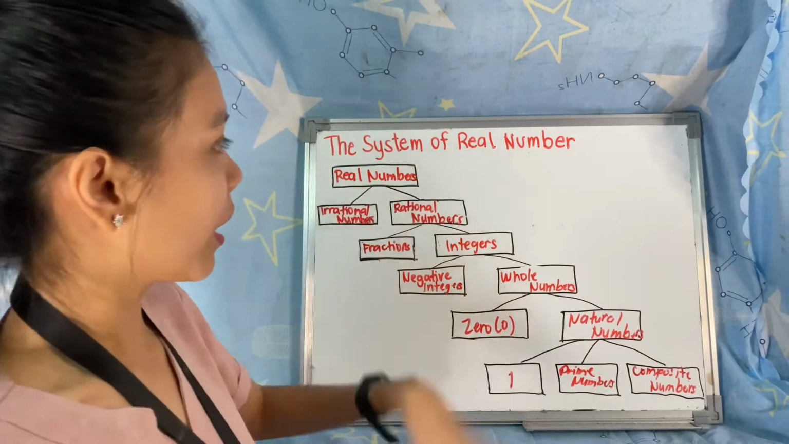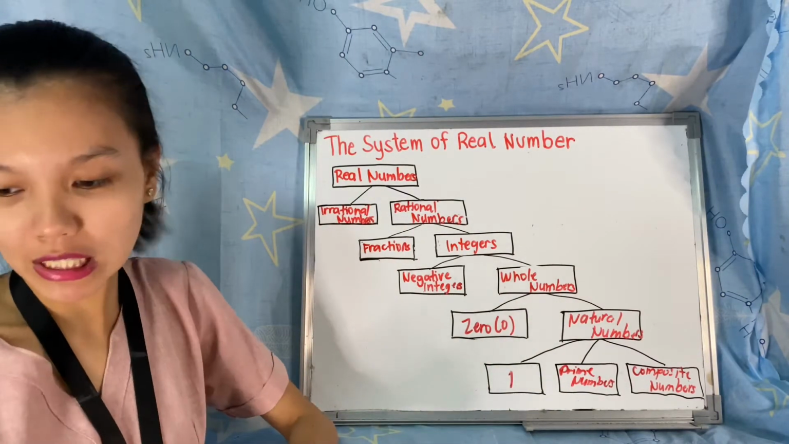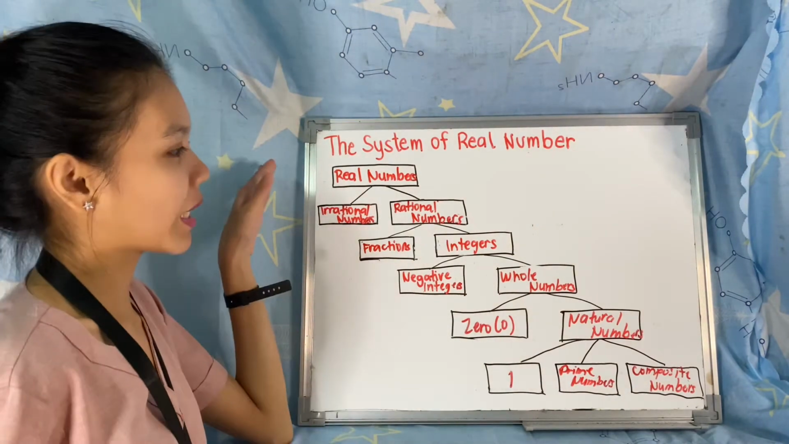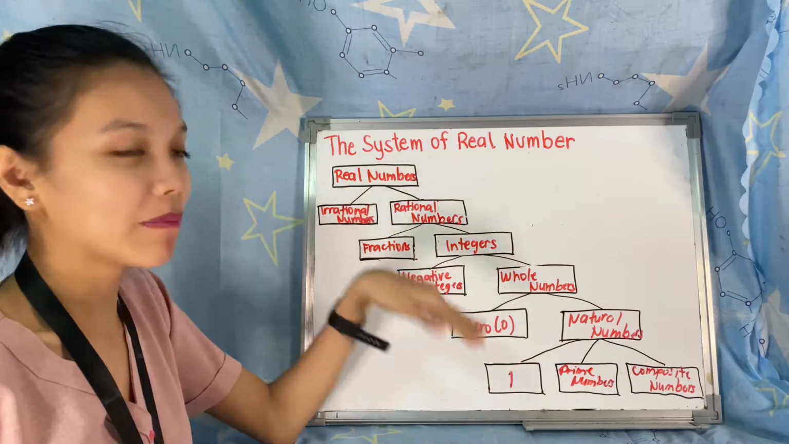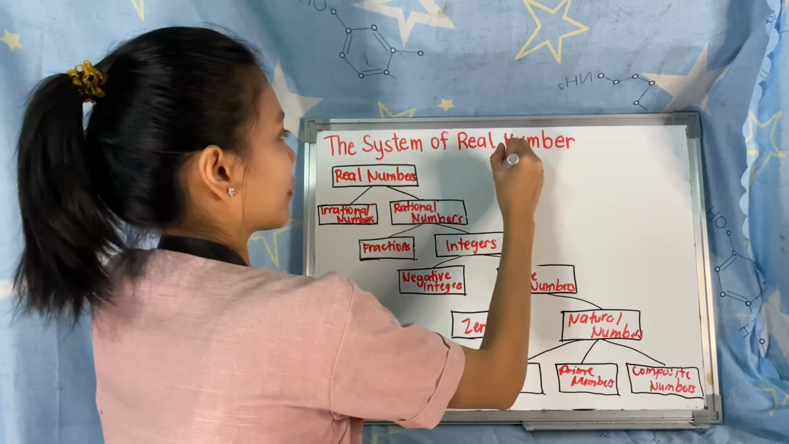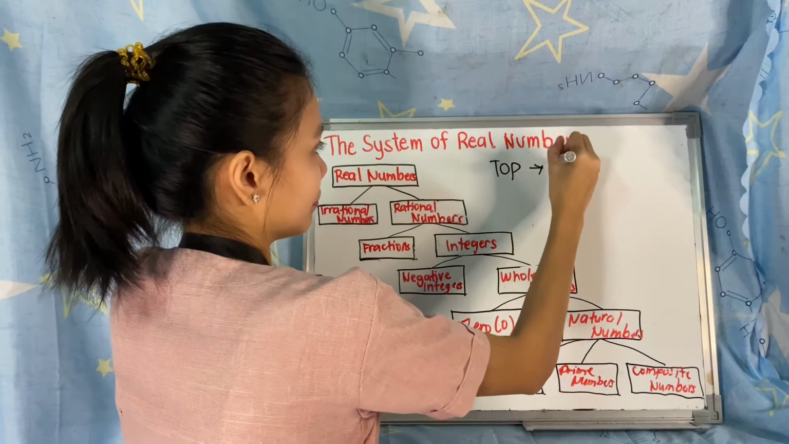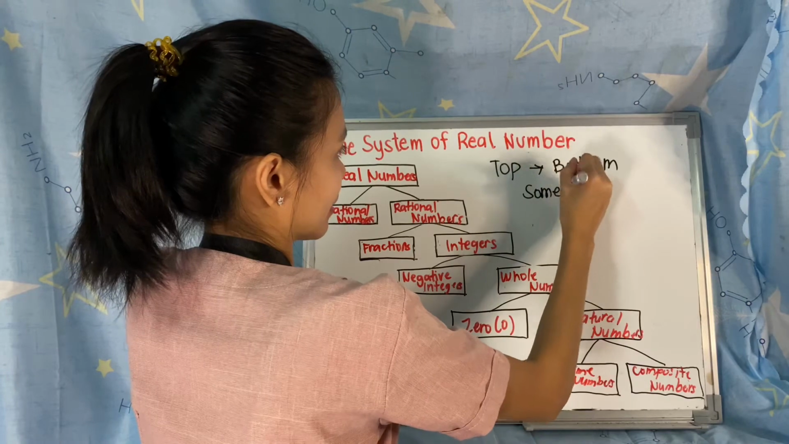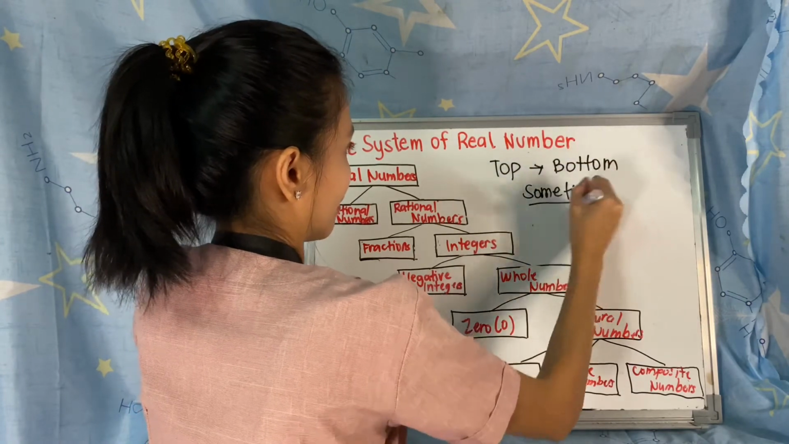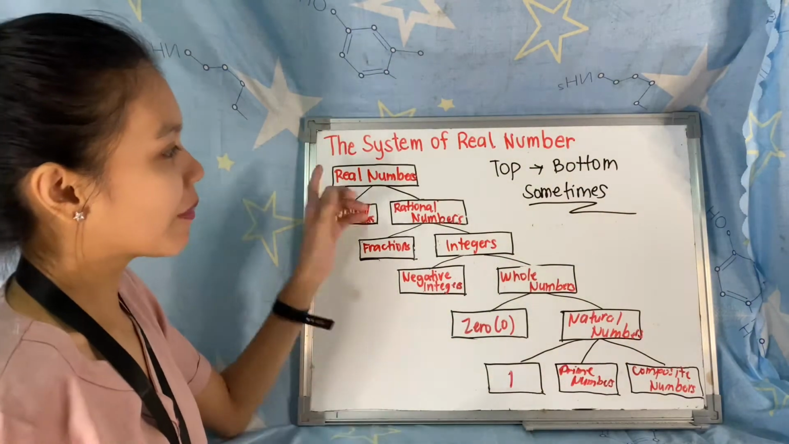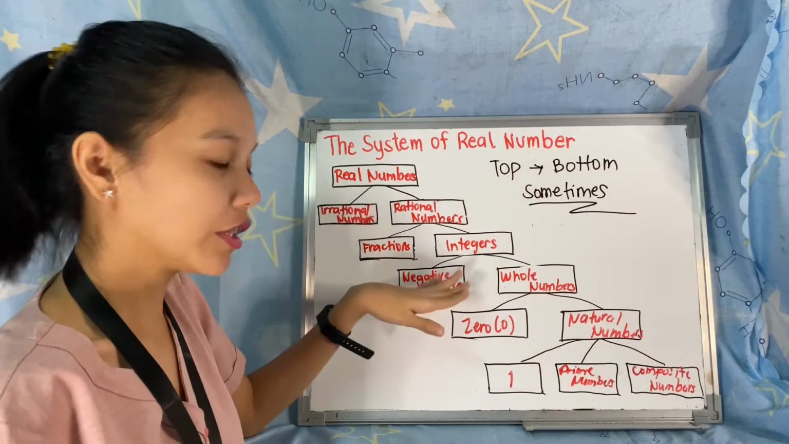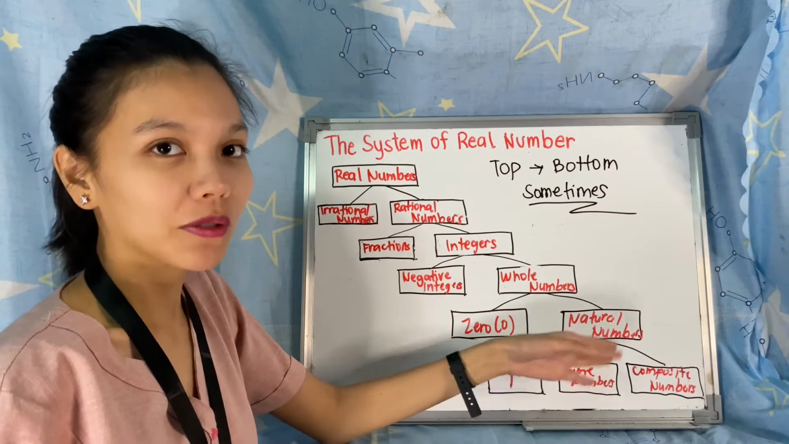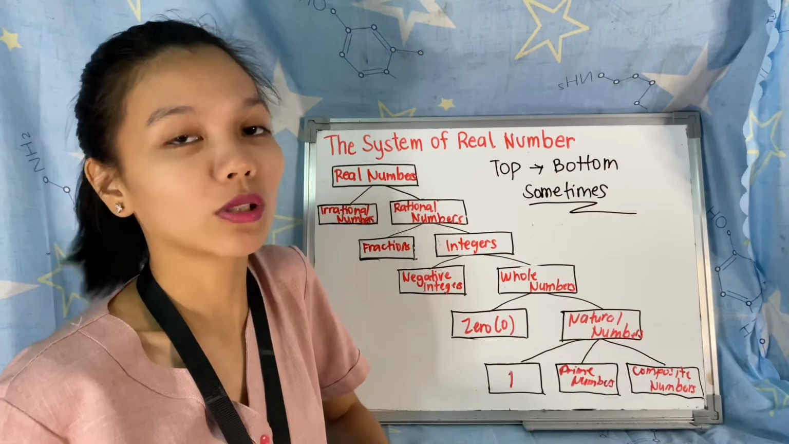So, by looking at this system or number system of real numbers, kapag titingnan nyo siya from top to bottom, so, pababa, ang ibig sabihin nun ay sometimes. For example, sum of rational numbers are integers. Sum of the whole numbers are composite numbers. So, hindi siya panglahatan. So, sometimes lang siya.